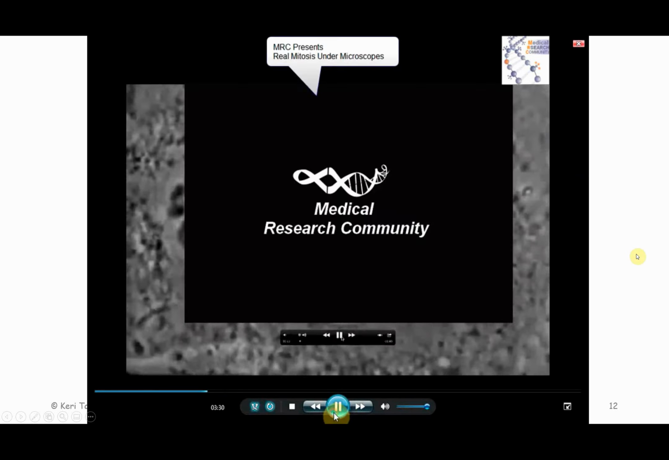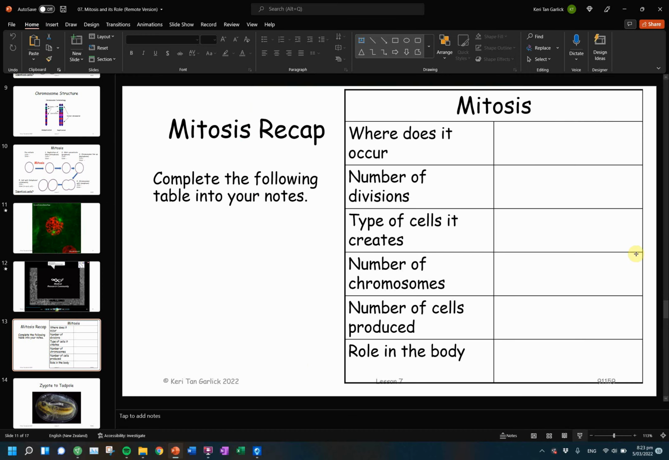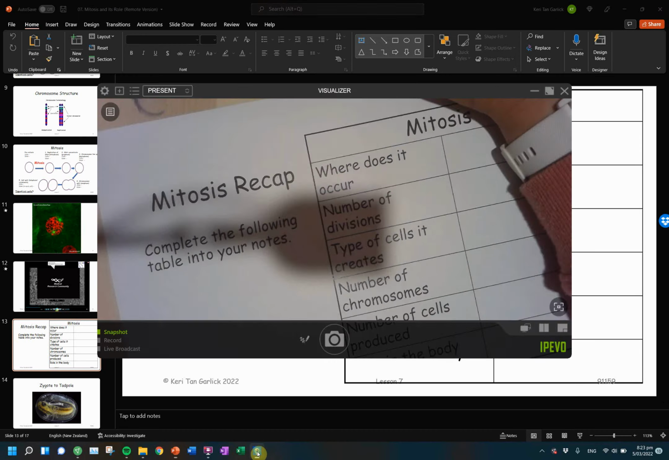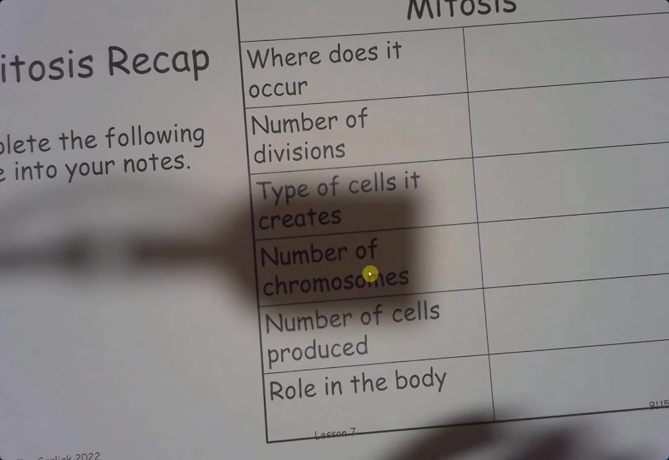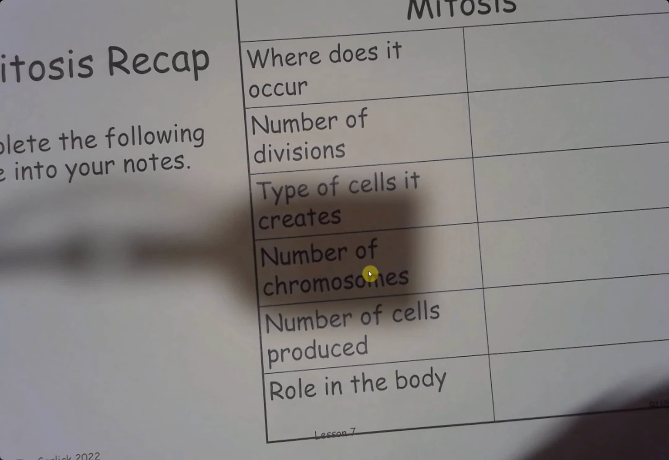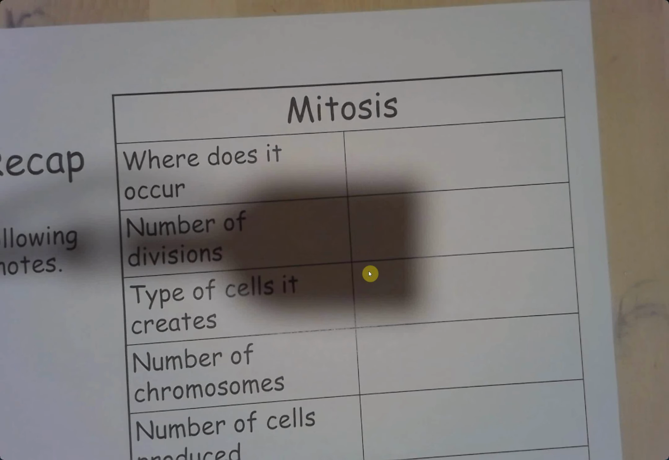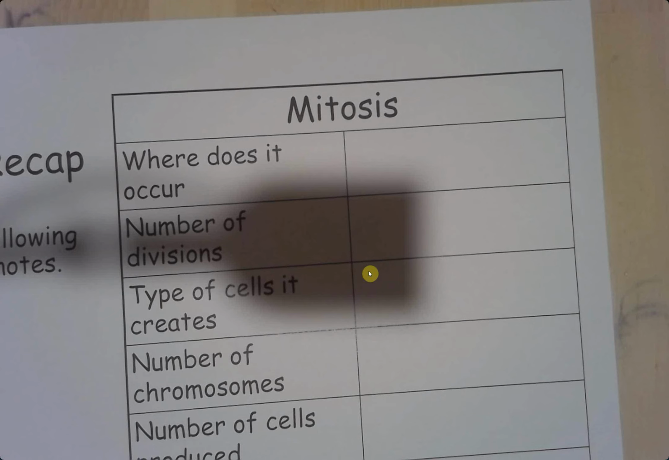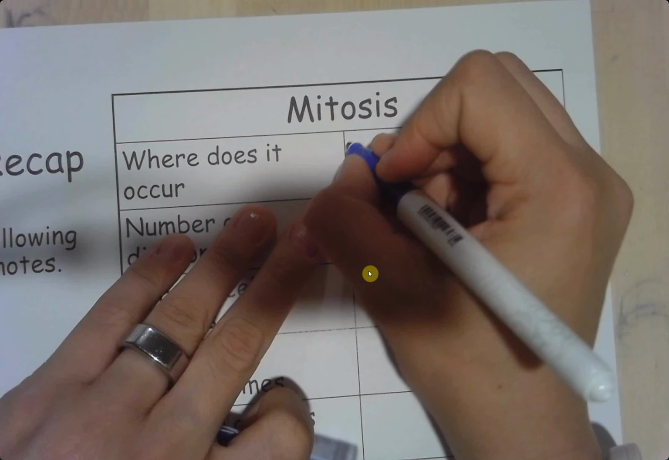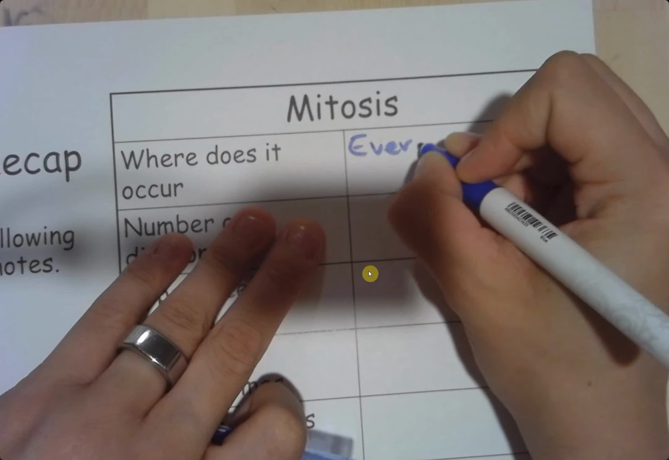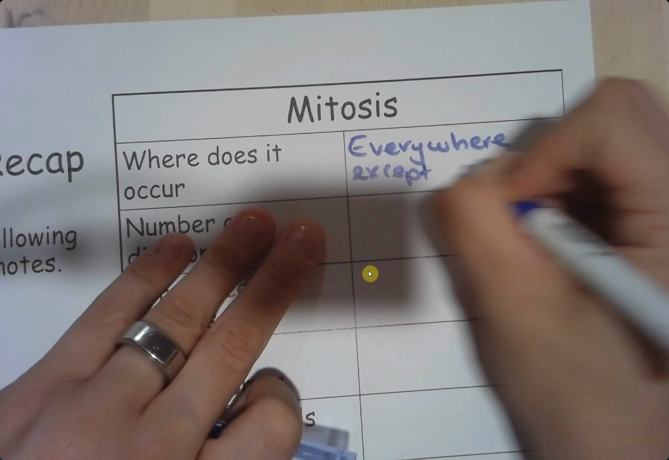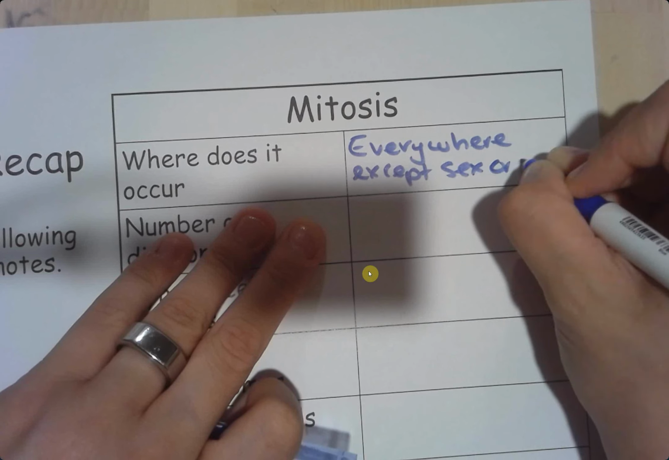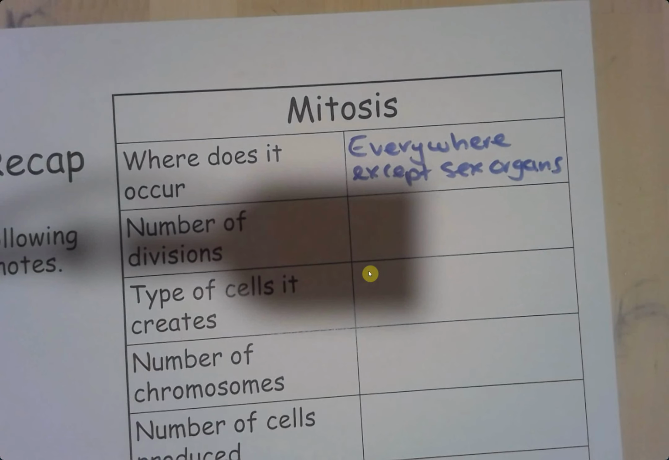Anyway, I'm gonna go ahead and move on. You can watch the full video on my Google site, but let's do a quick little recap. So some things to note as important things to remember with mitosis is, let me just grab a marker. So the first thing to think about is, where does it occur? So this occurs everywhere in the body with the exception of the sex organs. So when I say sex organs, I'm talking about the testes and the ovaries.